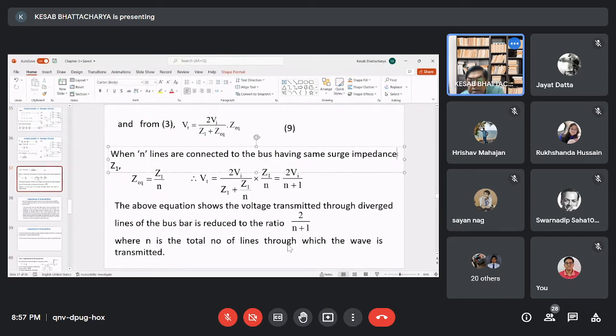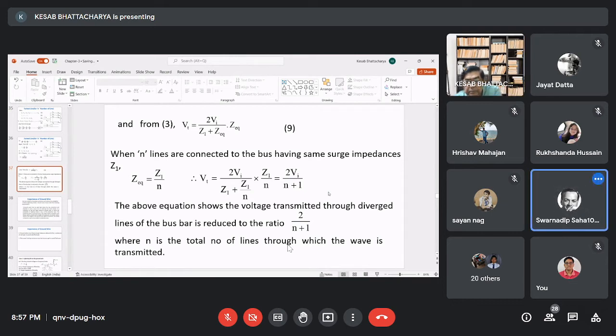same surge impedance Z1, then Z equivalent will be equal to Z1 by n. Therefore, Vt will be equal to 2 into Vi plus Z1 by n into Z1 by n. That is equal to 2 Vi plus n by 1. Is that okay? Do you understand this or not?